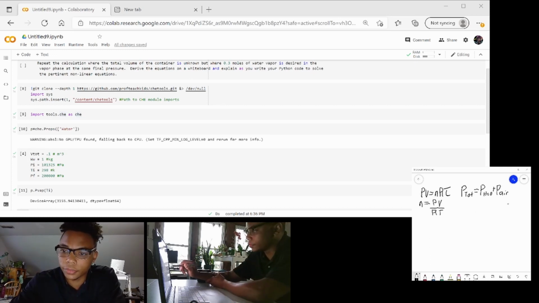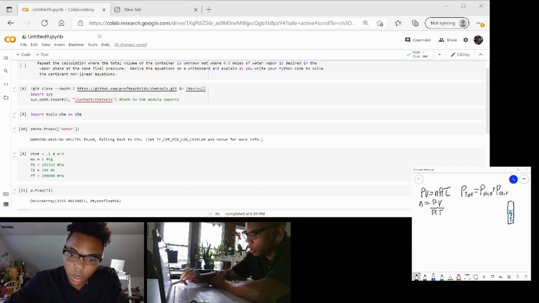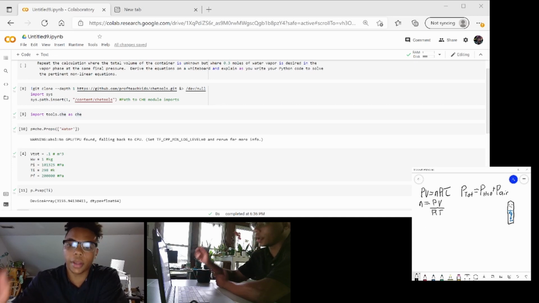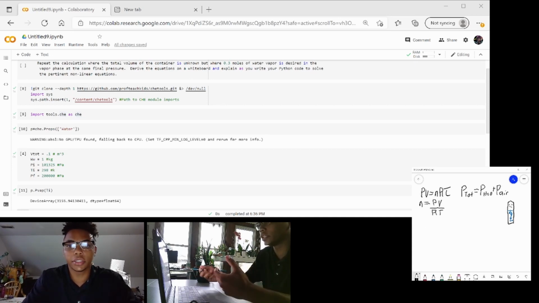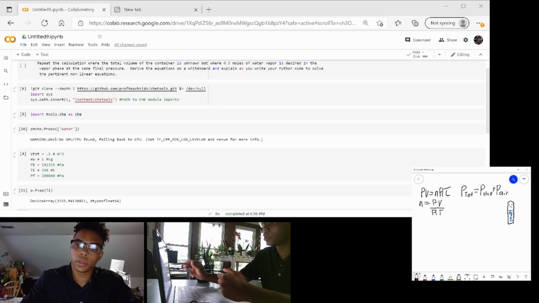So we have a sealed container, and it has water and air in it. All right. So we're going to have different pressures. We're going to have our partial pressure of air and a partial pressure of water. And we're going to have our volume of air equal our total volume subtracted by just our volume of water.